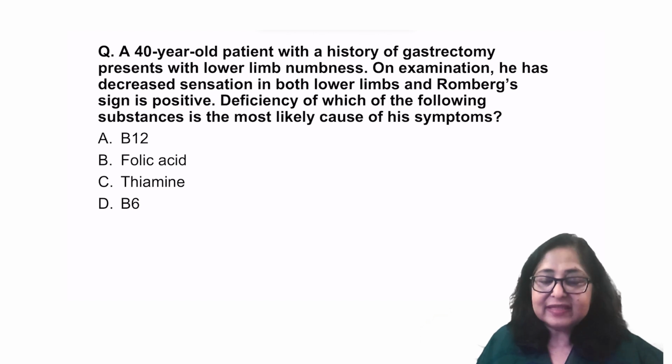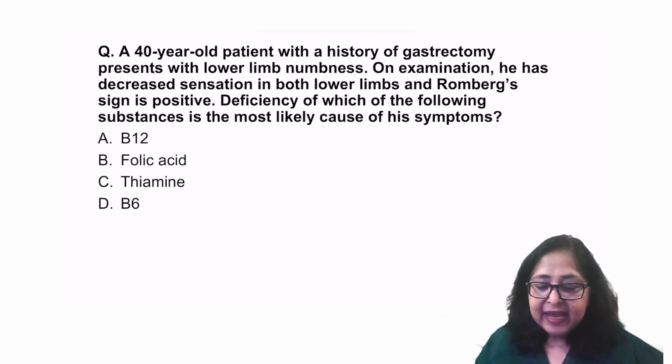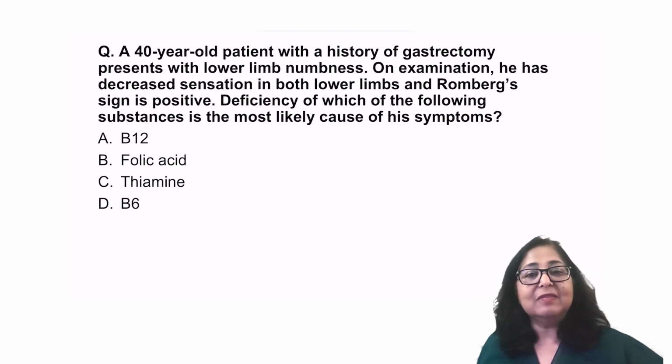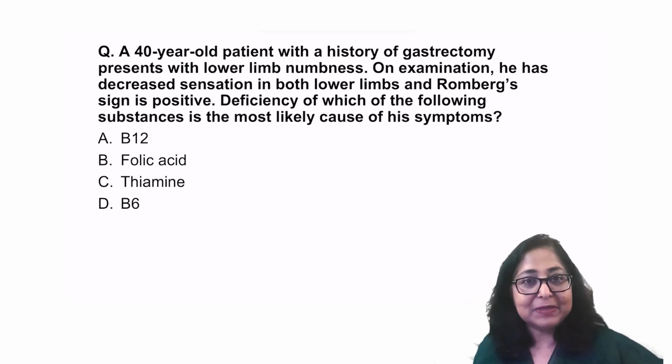A 40-year-old patient with a history of gastrectomy presents with lower limb numbness. On examination, he has decreased sensation in both lower limbs and Romberg sign is positive.